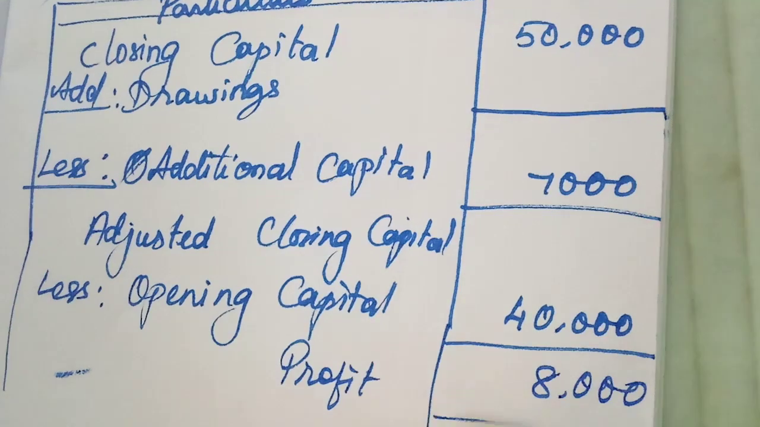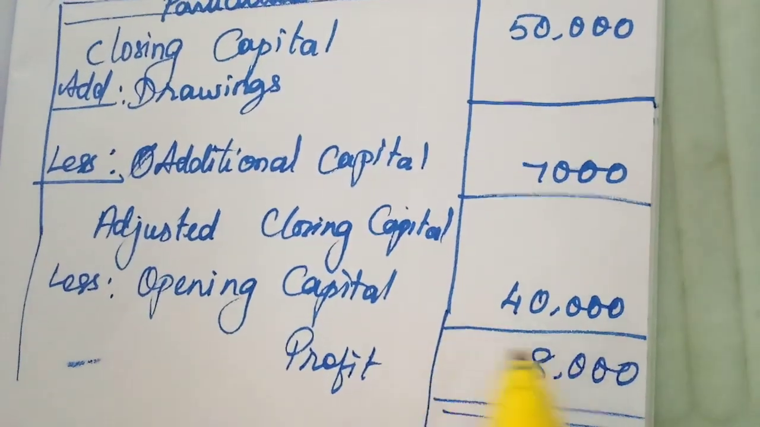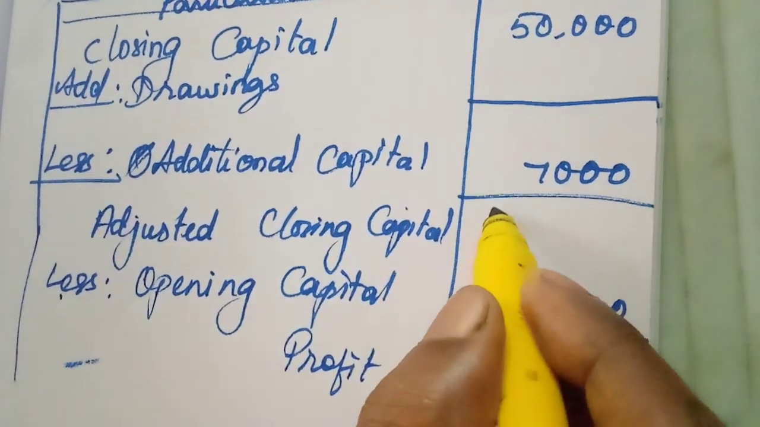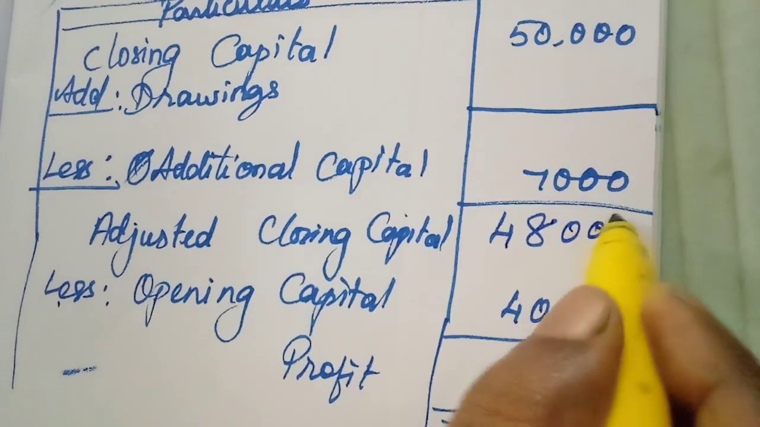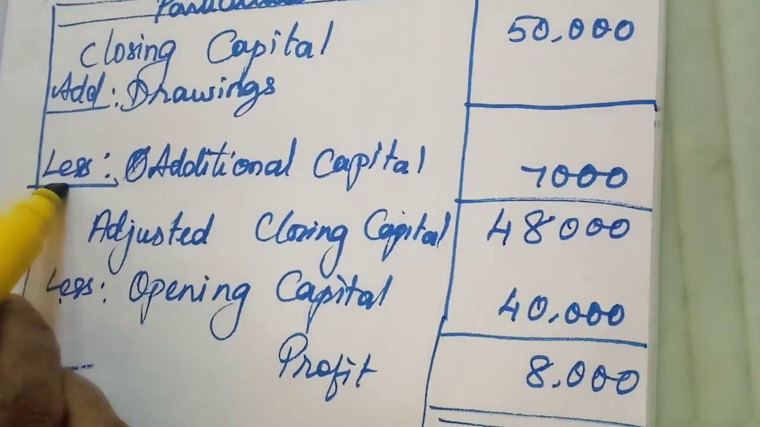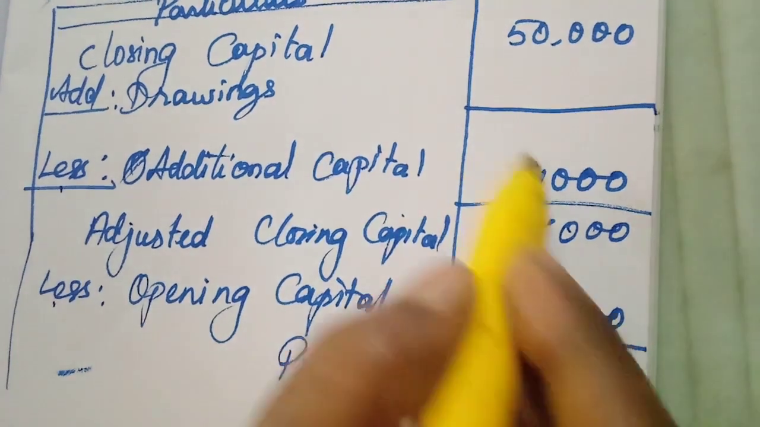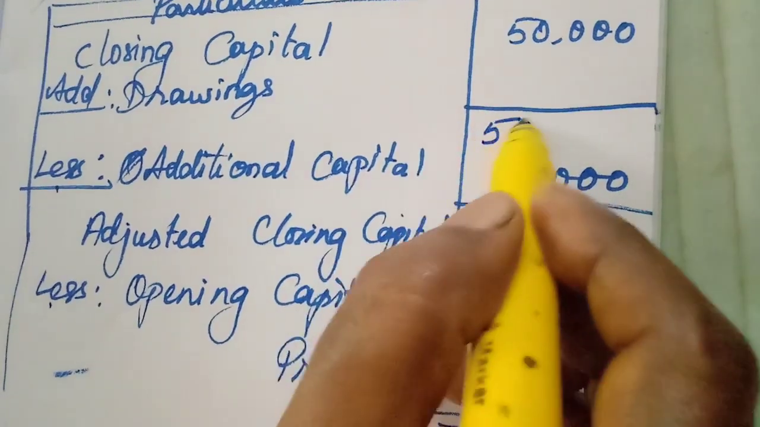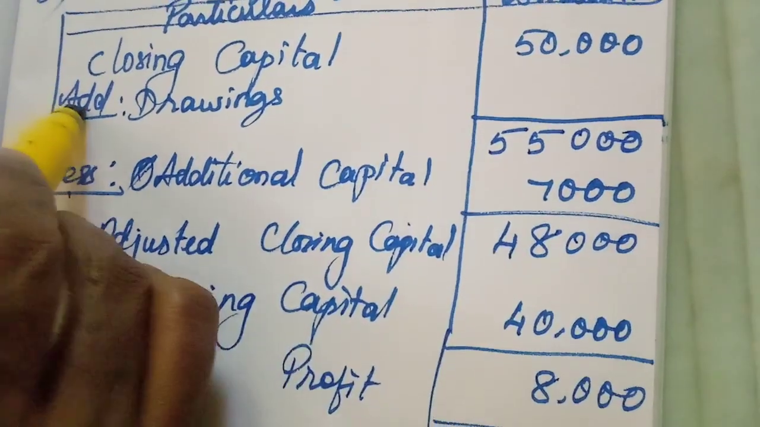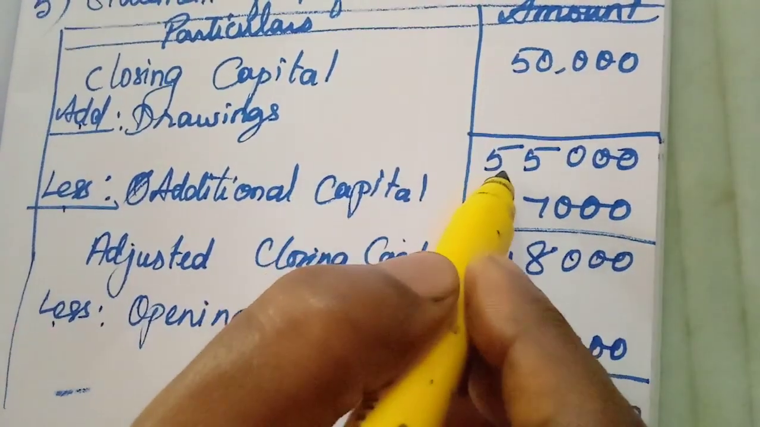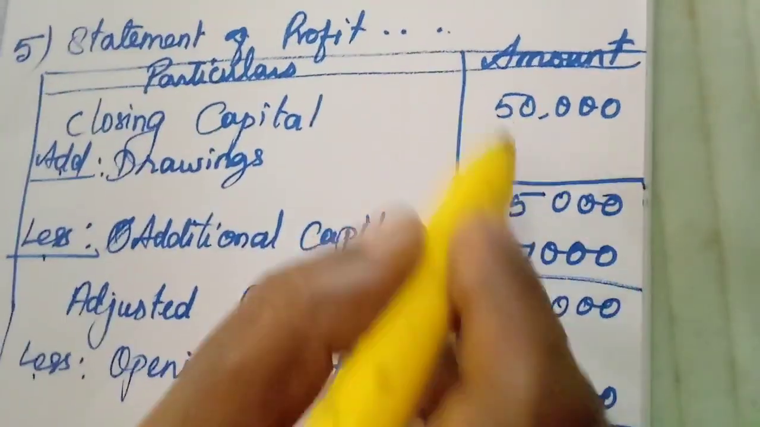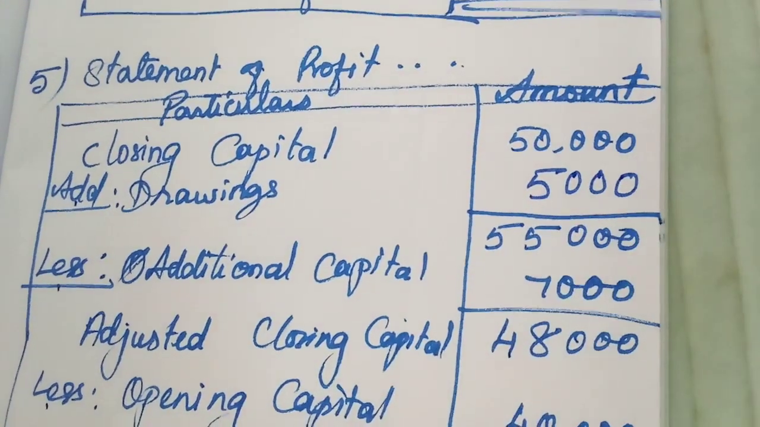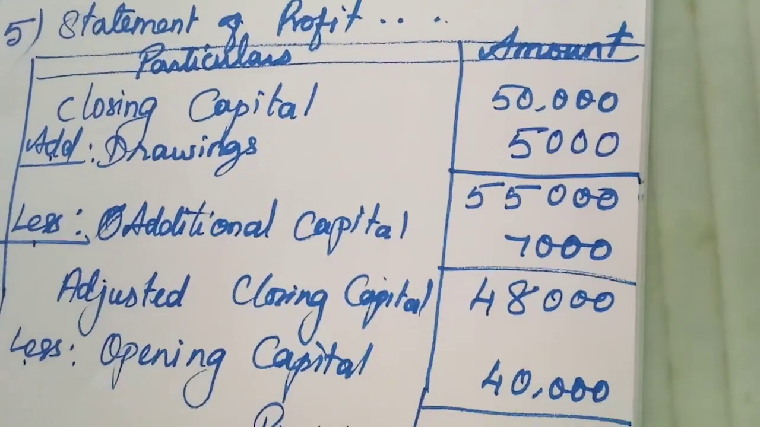8,000. Now we have to go back. So since it is less, we have to add. So what we will get here? 48,000. Then here less, so we have to add. So what we will get? 55,000. Then here add, we need to deduct. So from 55,000, if you deduct 50,000, we will get 5,000. That is the answer. I think you might have understood this.